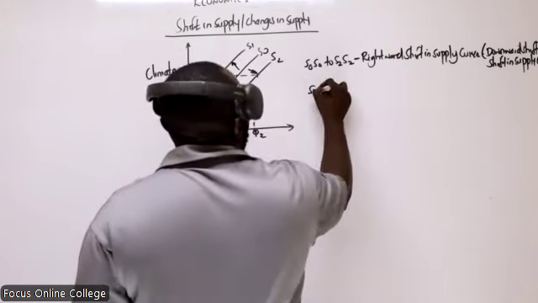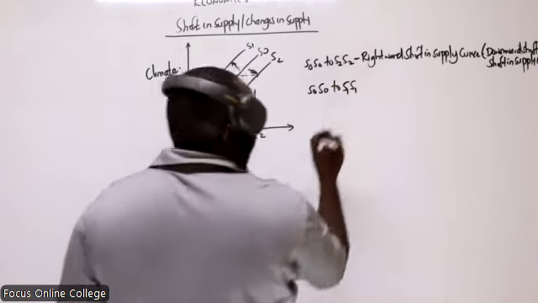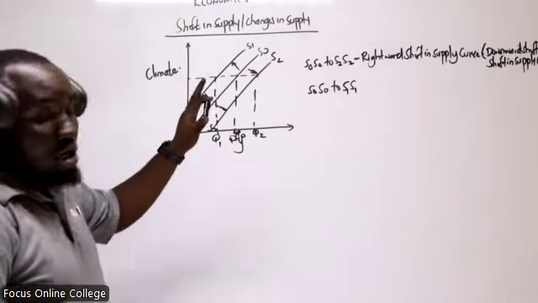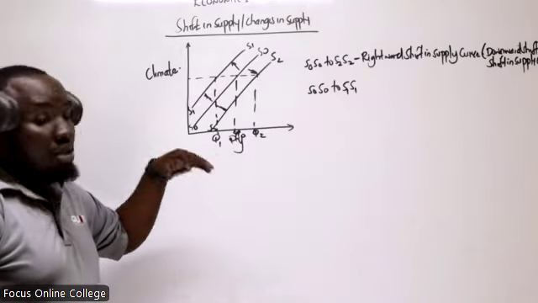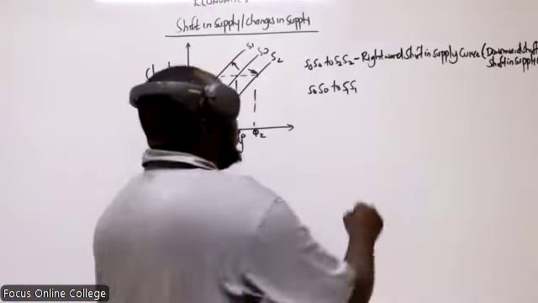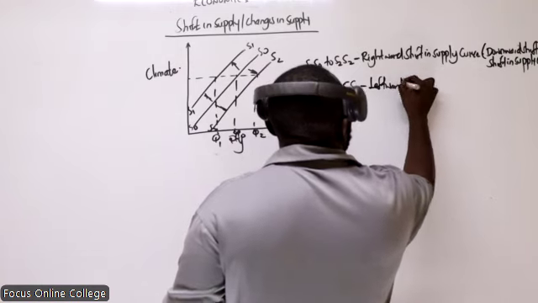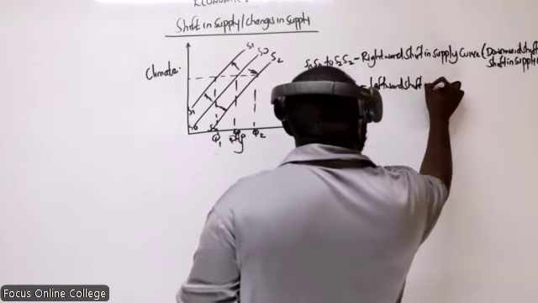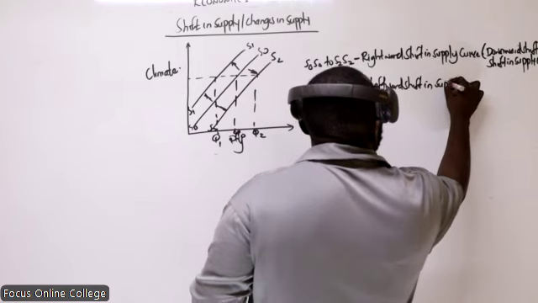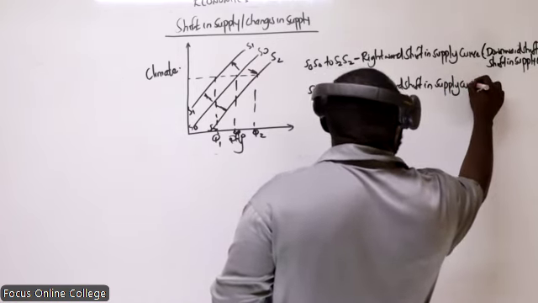On the other hand, when you have S0 to S1, we call this one the leftward shift. We call it the leftward shift in the supply curve.